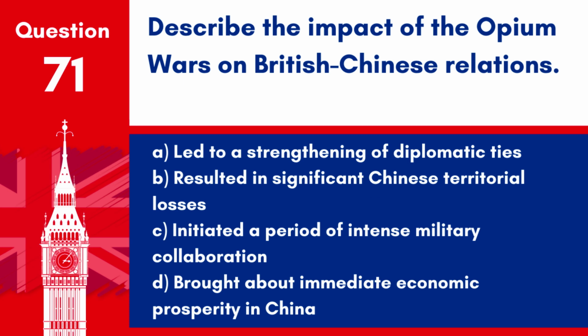Question 71. Describe the impact of the Opium Wars on British-Chinese relations. A. Led to a strengthening of diplomatic ties. B. Resulted in significant Chinese territorial losses. C. Initiated a period of intense military collaboration. D. Brought about immediate economic prosperity in China.